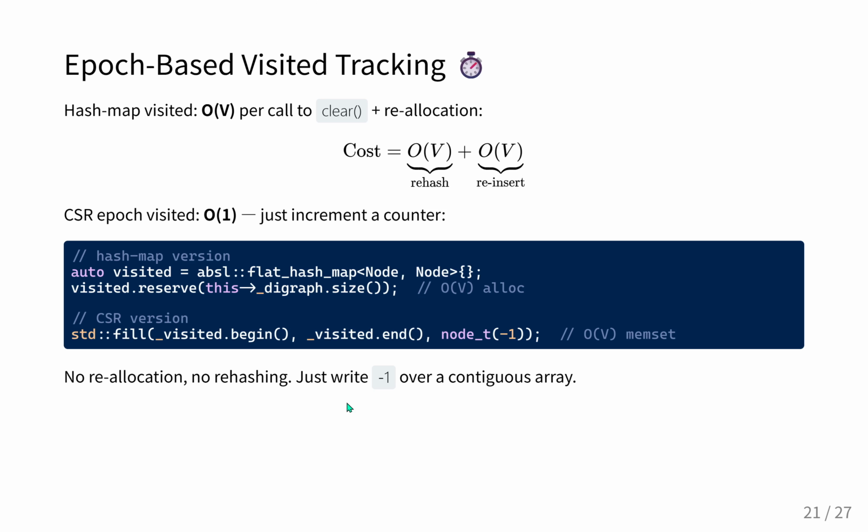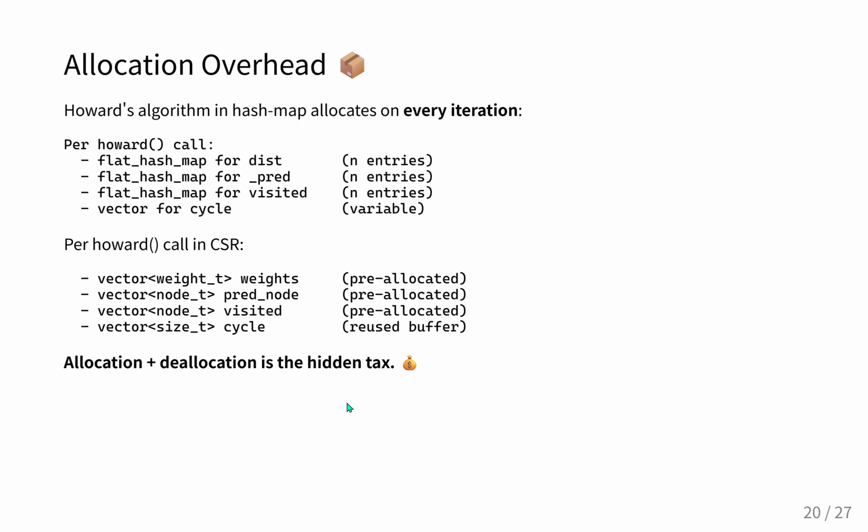And the presentation highlights a second hidden tax the hash map pays, which is memory allocation. Right. Requesting RAM from the operating system is a really heavy process. Howard's algorithm, when you implement it in a hash map, often ends up allocating memory on every single iteration of its inner loop, because it can't predict its own size needs in advance. Precisely. It just keeps going to the OS asking for more space. CSR, on the other hand, is completely pre-allocated. It asks for all the space it will ever need right at the very beginning, before the critical inner loop even starts running. That makes perfect physical sense.